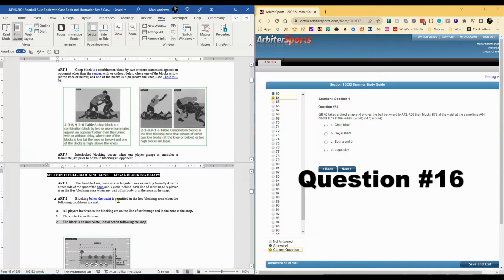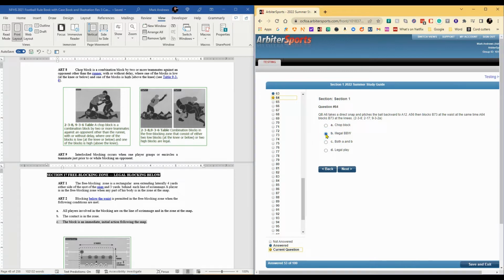So blocking below the waist is permitted in the free blocking zone when the following conditions are met. We don't know about whether these guys were on the line of scrimmage, but we do know that the block was not immediate. So this is an illegal block below the waist. Answer is B.